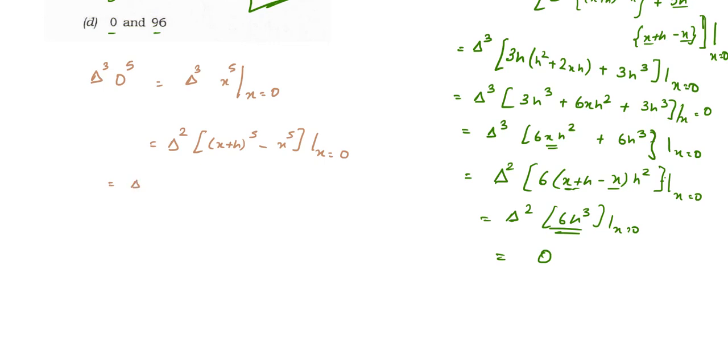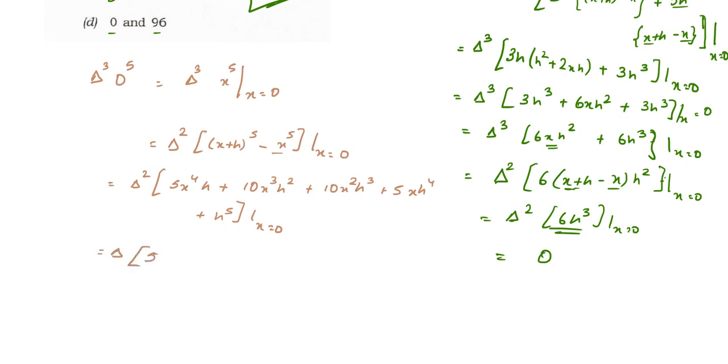So we need to expand this, and we will use (a plus b) whole to the power 5. The function is x to the power 5 plus 5x to the power 4 h plus 10x cube h square plus 10x square h cube plus 5x h to the power 4 plus h to the power 5, but x to the power 5 and minus x to the power 5 are cancelled, so we are left with only this much, where x is equal to 0. So we can leave it this way and simplify it further with just taking one delta.